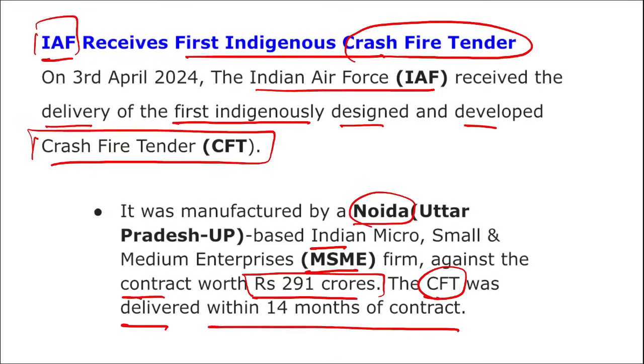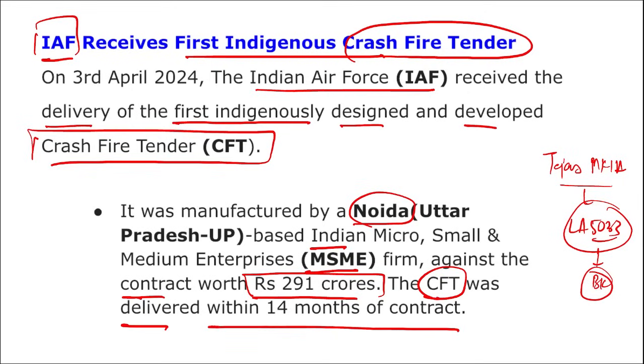Then apart from this, remember, recently the Tejas Mark 1A aircraft series first aircraft, that is LA 5033, flew from the Hindustan Aeronautics Limited factory in Bangalore, Karnataka. So this is the new aircraft.